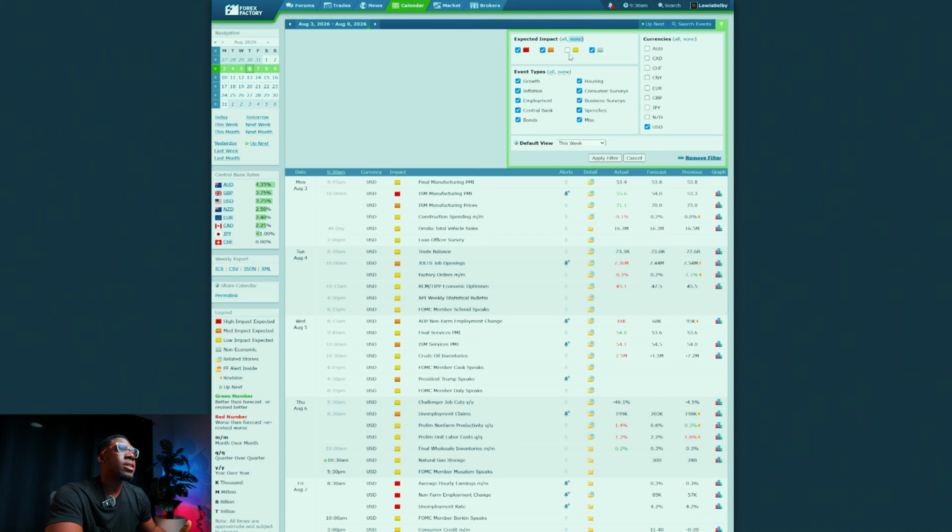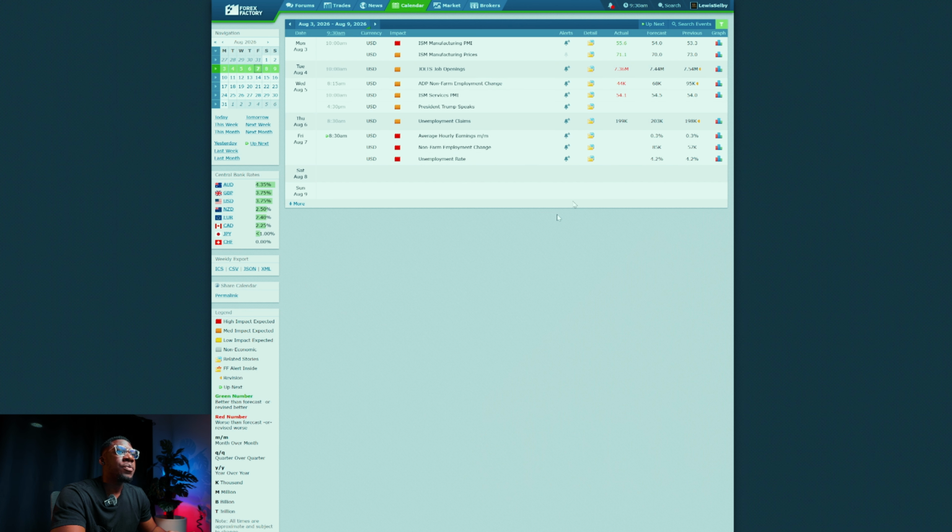All right, so now we've just deselected the yellow folder. When it comes to the event types, I would like you to leave everything checked: growth, inflation, employment, bonds, speeches, you want all of that. As long as you have the red folder and orange folder ticked, you're good. Okay, so apply the filter, and you notice that you have a clean set of items that you can make sense of. Today is the 7th of August.